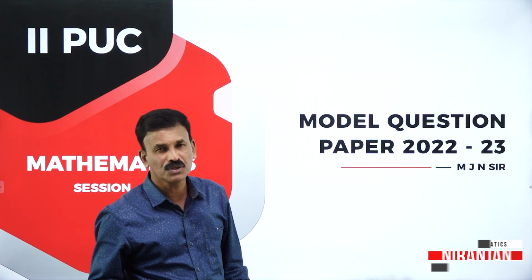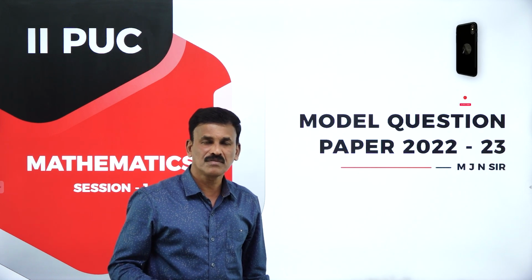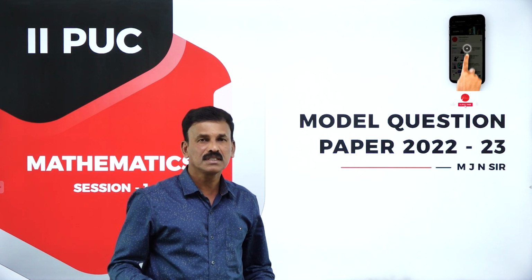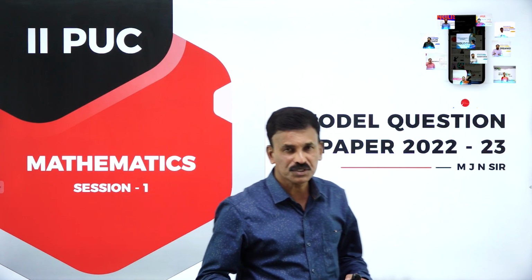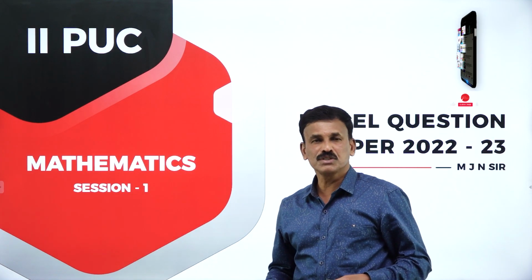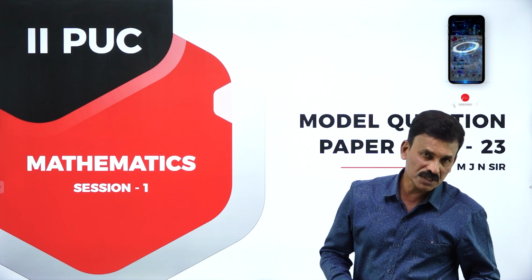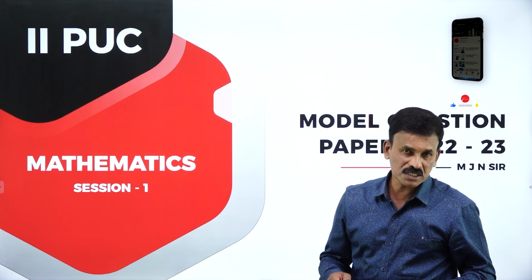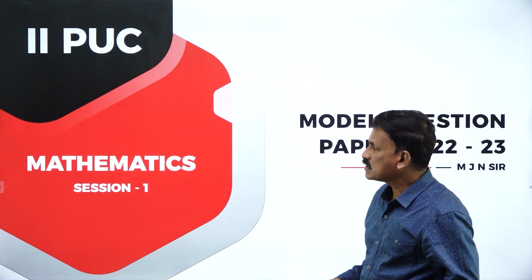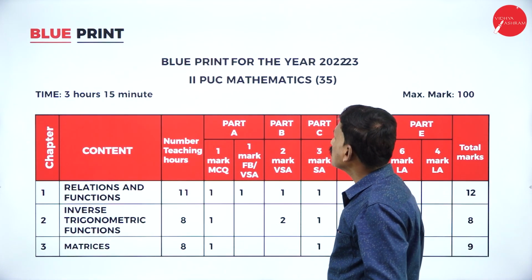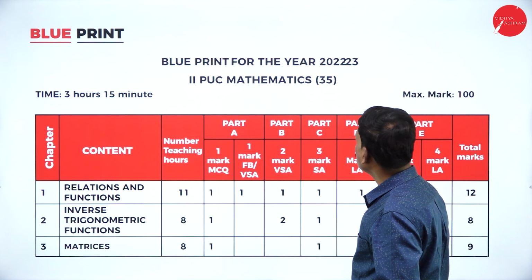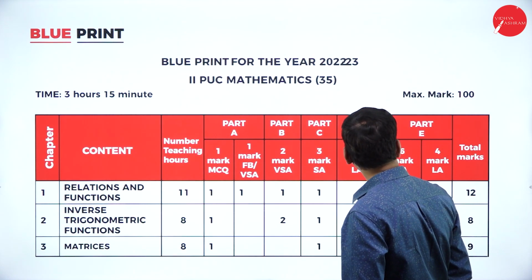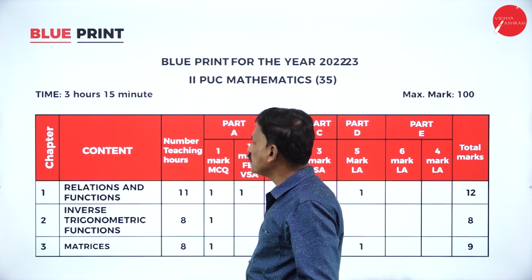Today in this session I am going to discuss a very important thing, that is the second PUC model question paper. So this time the question paper has been changed. So you are going to start with the MCQs and the fill in the blanks. So let us see how the model paper is. So the blueprint for this 2022-23 second PUC mathematics: maximum marks is 100 and 3 hours 15 minutes.